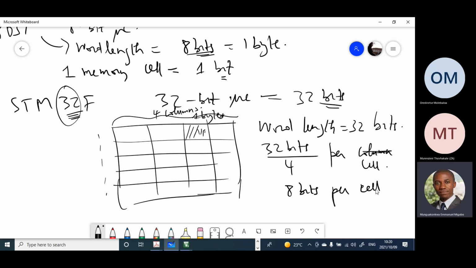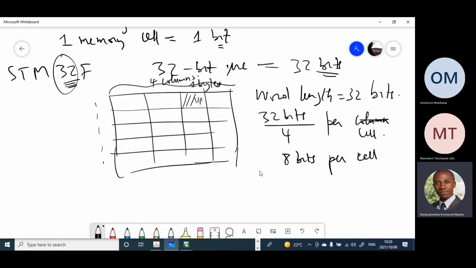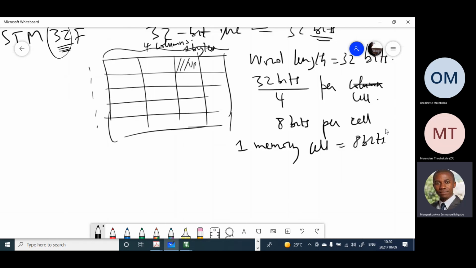Yes. And 8 bits per cell means the memory cell is of 8 bits in this case. You agree? But yes, 8 bits is what we call a byte. So I just have one question. How did you deduce or get to the division of 4? I know 32 divided by 4 would give you the 8 bits, but why specifically the 4? Why did you have to divide it into 4 columns? What was the decision or the deal breaker there? I just want to get clarity.